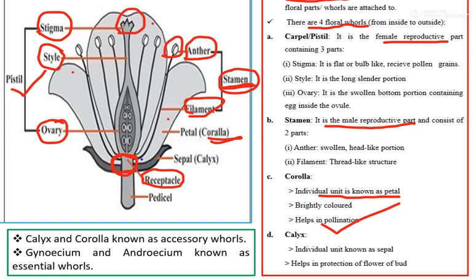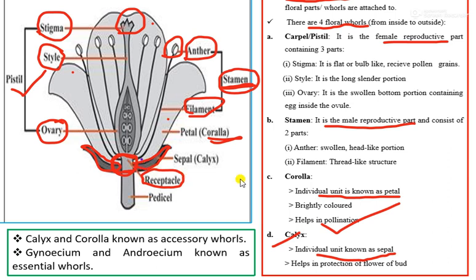Now let's see the fourth and the last floral whorl, that is the calyx. The individual unit of calyx is known as sepal. These are generally green in color, present at the outermost part of a flower. What is the function? They help in protection of the flower in bud condition.